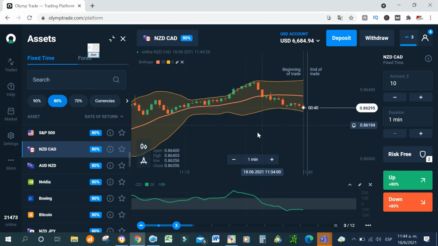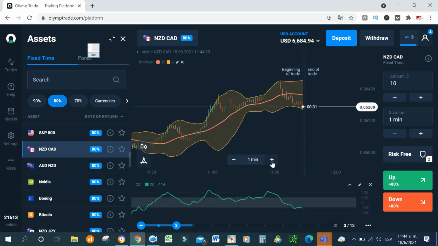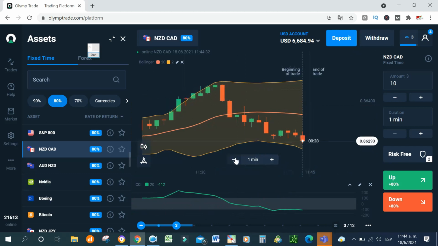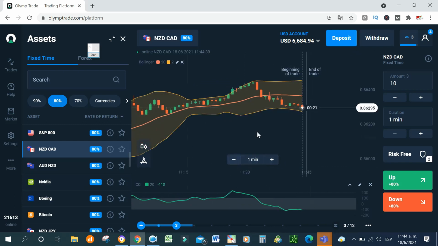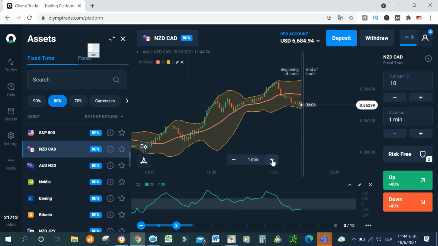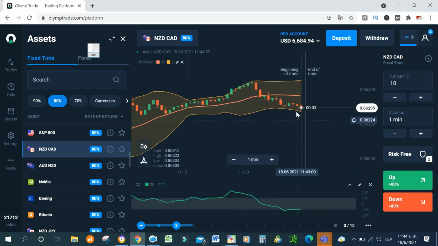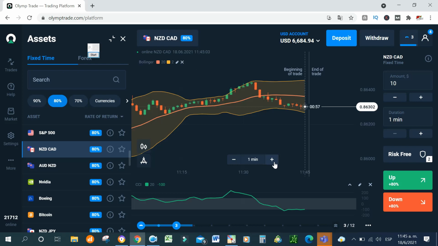All right, guys, I think this pair is about to give us an opportunity. Yeah, as we can see, we have all the conditions. We just need the price to touch at least the lower Bollinger Band. It's much better if it goes beyond the lower Bollinger Band. I mean, if the price goes beyond the lower Bollinger Band, it would be a more effective trade to the upside.